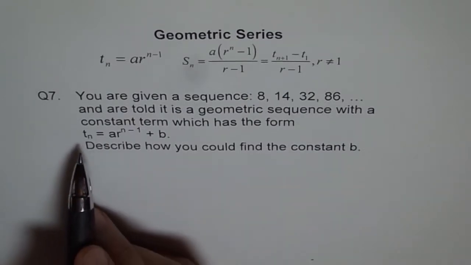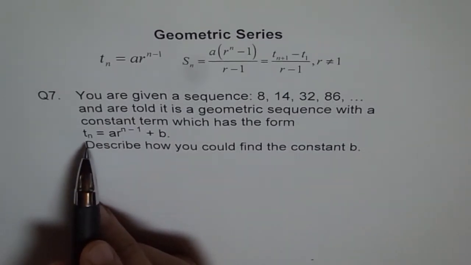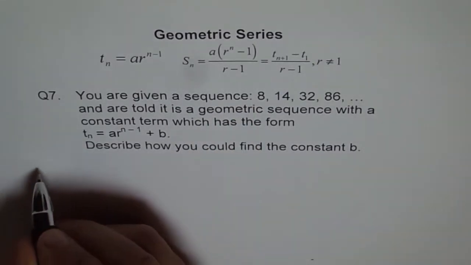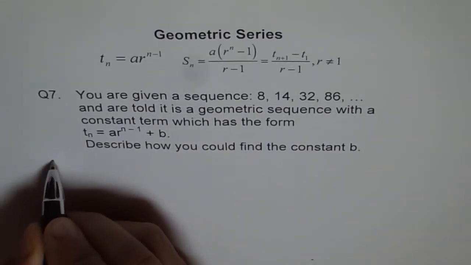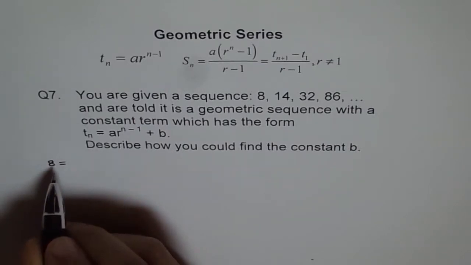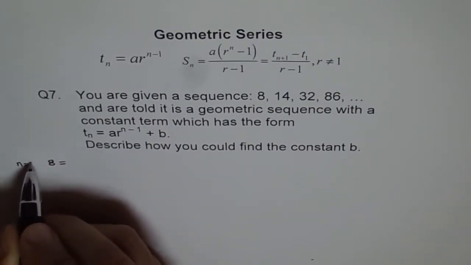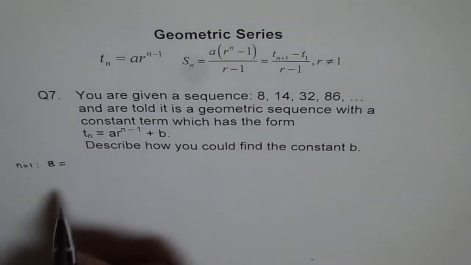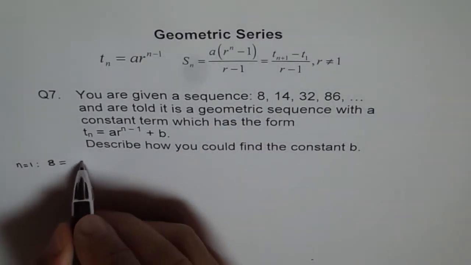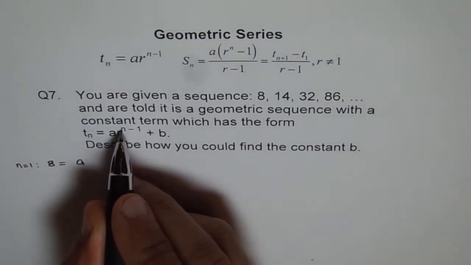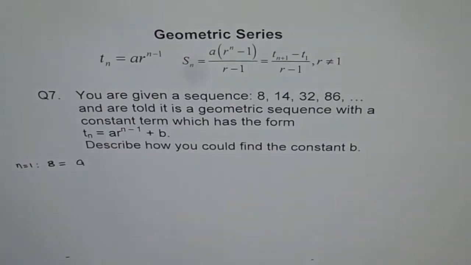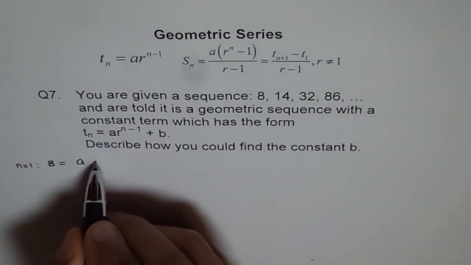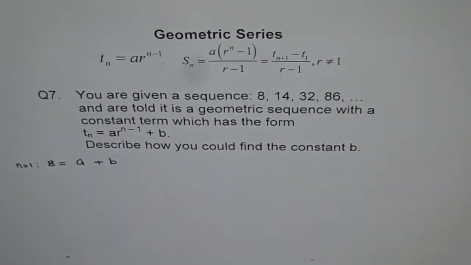So first equation where n is 1, right? So if n is 1, then we get 8. So we say 8 equals, so T1 is 8. a r to the power of 1 minus 1, which is r to the power of 0, is 1. So it is just a, and then we get plus b here, right? So this is our first.